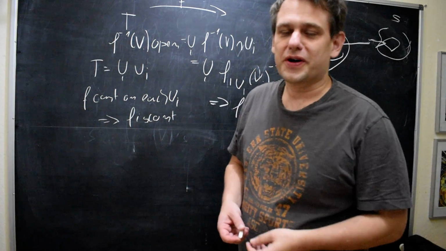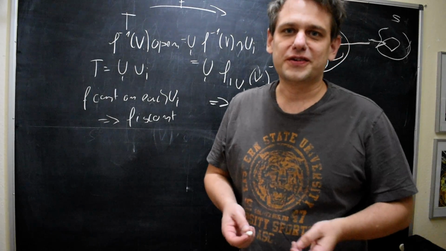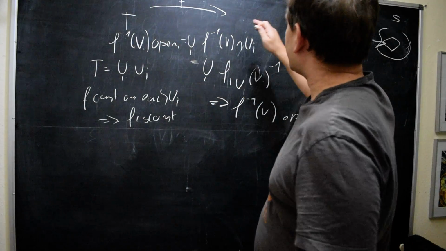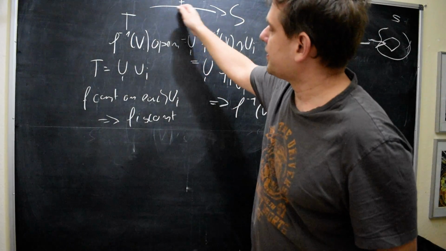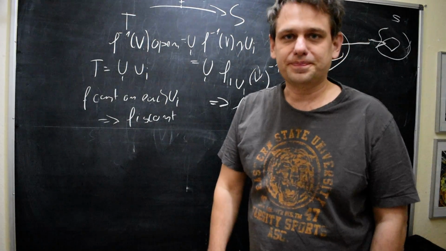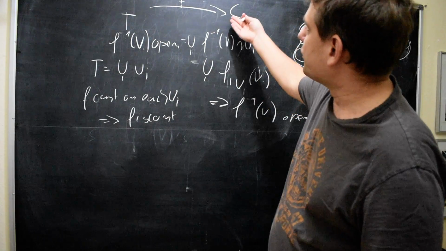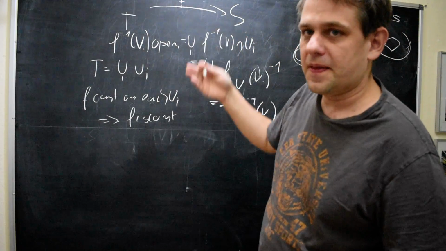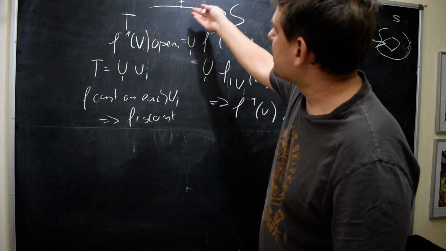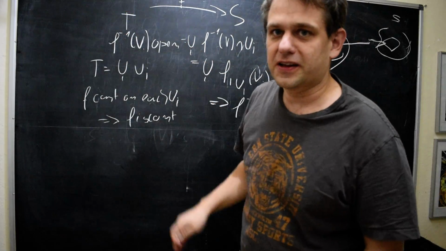Let me quickly show you one little fact about continuous maps, namely the fact that you can check continuity locally. So let's say you have two topological spaces, T and S. We have a map F from T to S, and we wish to check that this map F is continuous. This means for every open set in S, let's call the open set V, we need to check that the pre-image of V is open in the topology on T.